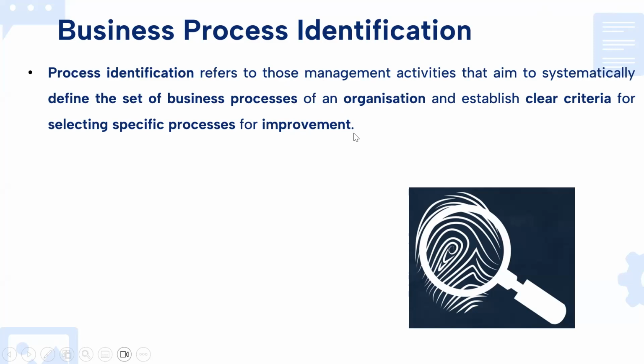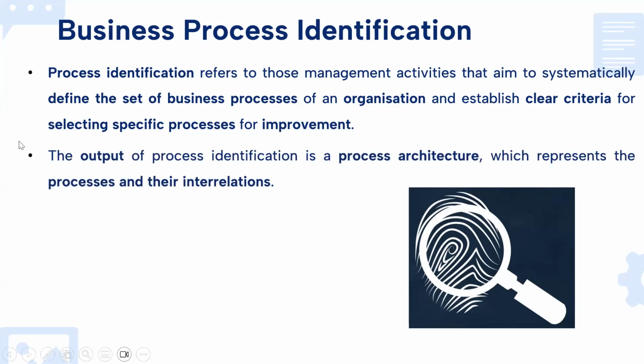So basically, after identifying all the processes within the organization, you have to have a particular criteria to select a specific process or processes for business process management or for improvement. Okay, so when you consider business process identification, the definition explains first and foremost, we have to identify the set of business processes of an organization. And then it mentions you should have clear criteria to select specific processes for improvement. So those are the two things explained in the business process identification definition.